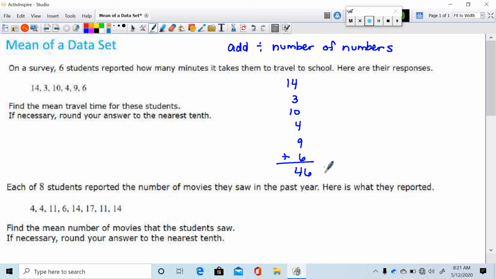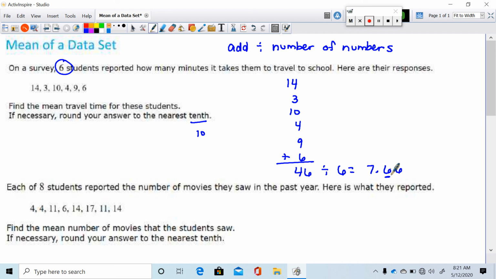And then you divide by how many numbers were on the list. Well, they told you here there are 6. So 46 divided by 6 is 7.6 repeating. However, they want the nearest tenth. Now a tenth has 1 zero, so they want one number after the decimal. So you literally have to decide what to do with that number.